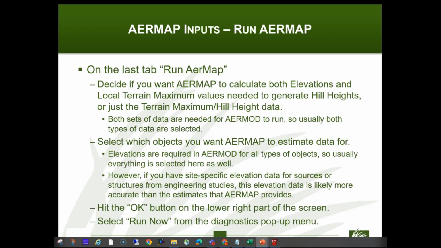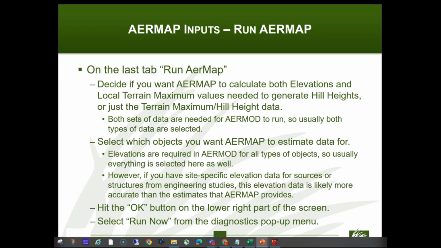And then in addition to the receptors, you can select whichever objects you want Aermap to estimate data for. Aermap was really designed to estimate elevations and hill heights for receptors, but we're also using it to pull out the elevations for our sources, our buildings, that kind of stuff. So elevations are required in Aermod for all types of objects. So usually everything is selected here as well.